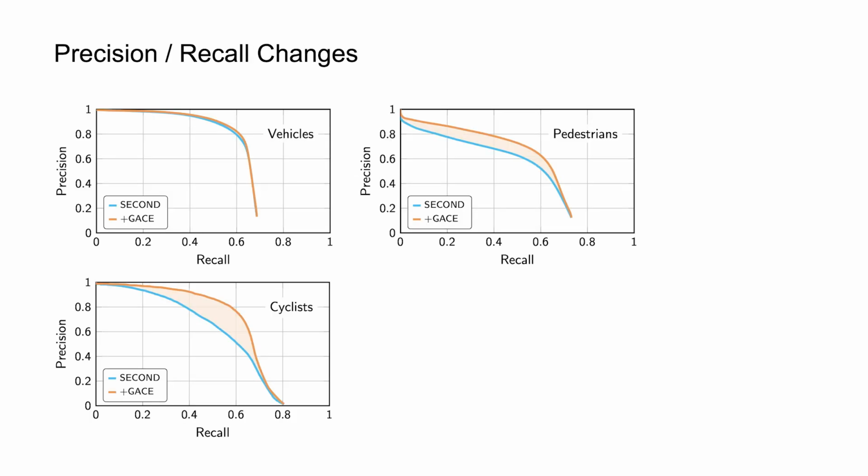In the corresponding precision recall plots, the increase in precision is clearly visible. These gains are higher in regions of higher recall, which corresponds to the regions of lower confidence scores.